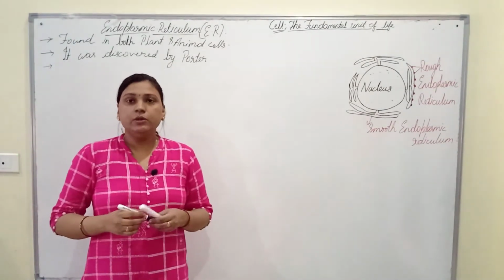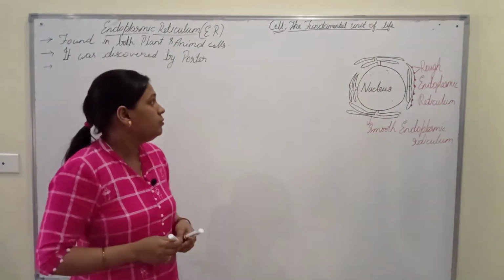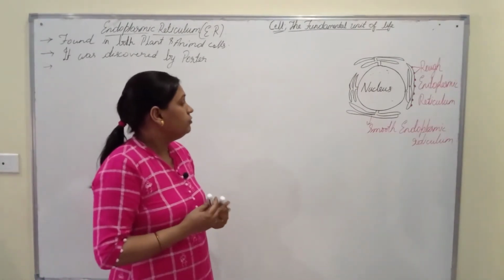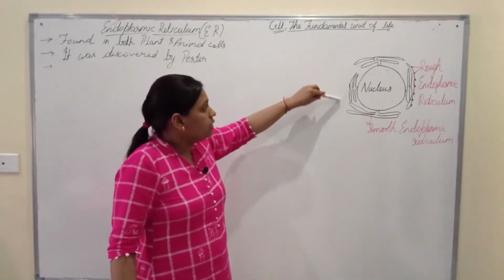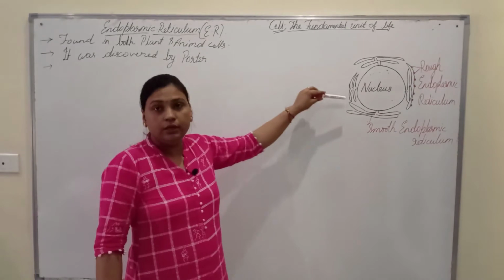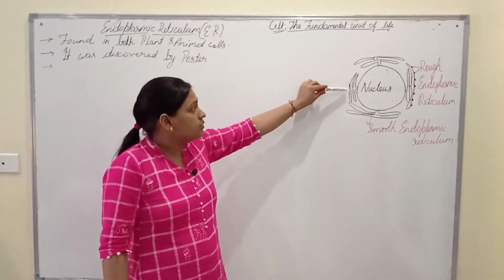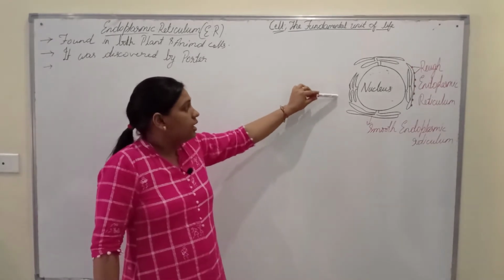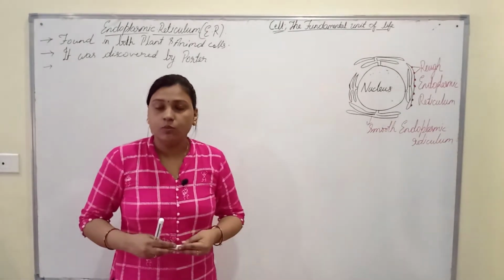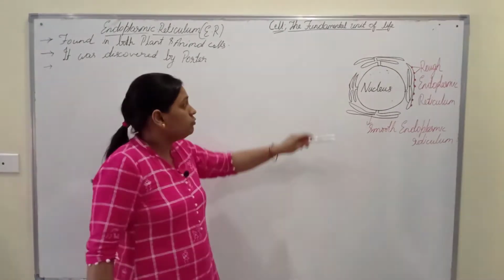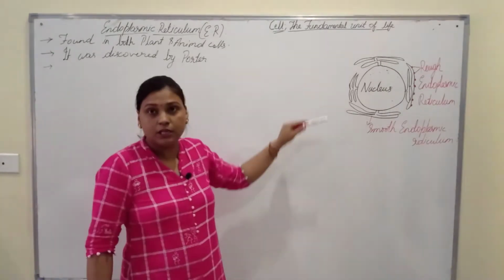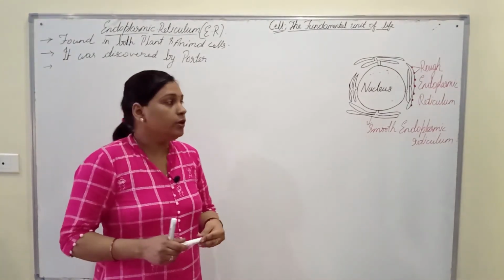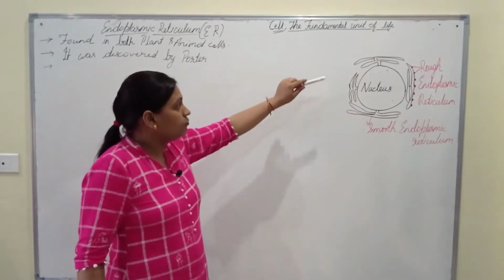So the endoplasmic reticulum is an important part of the cell which is found all around the nucleus. Its one end is attached to the nuclear envelope, while its other end is attached to the plasma membrane. It also functions as a cytoplasmic framework because it gives a framework.